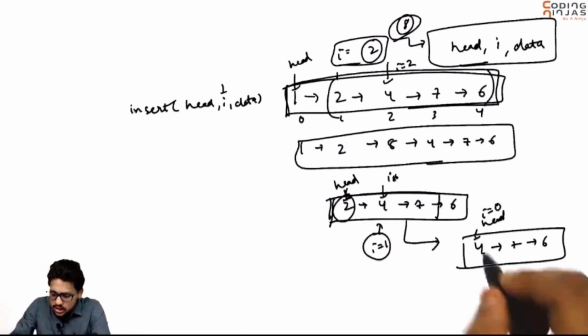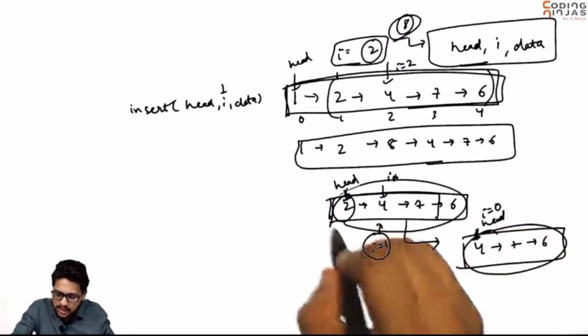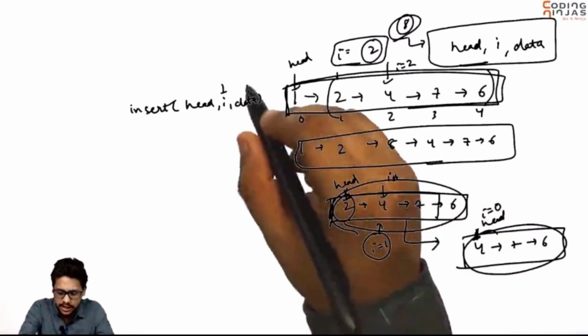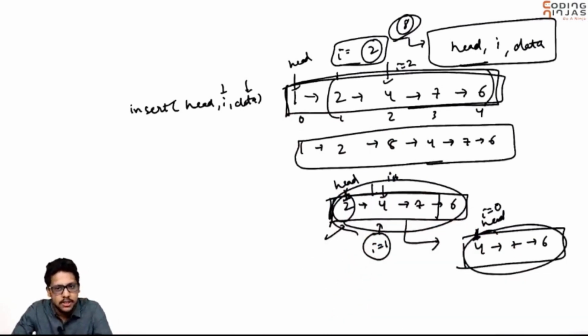You can make a call: get me the linked list by inserting at the 0th position of this linked list. Get me the linked list by inserting the new node with this data at first position of this linked list. This will solve your problem.